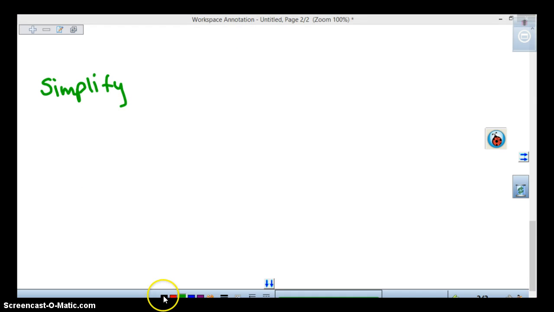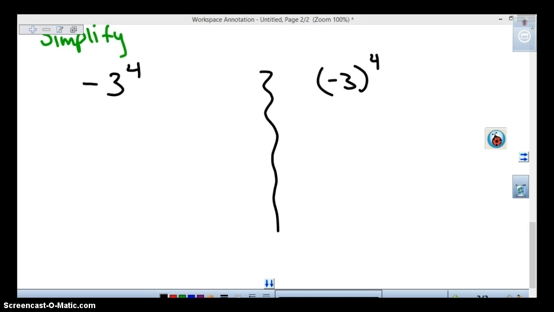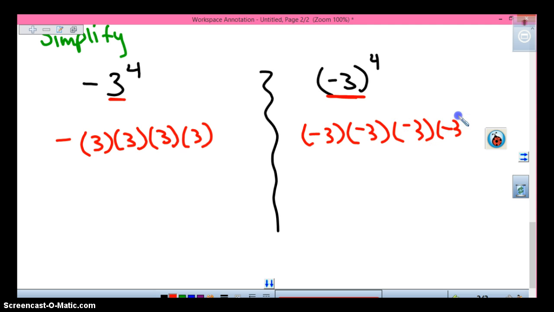Okay. So, stemming from here, let's say we have to simplify negative 3 to the 4th power and negative 3 to the 4th power. We have to simplify both of these. Right here, the exponent 4 belongs to the base 3. This means negative times 3 times 3 times 3 times 3. In this case, exponent 4 belongs to the base negative 3. This means negative 3 times negative 3 times negative 3 times negative 3.